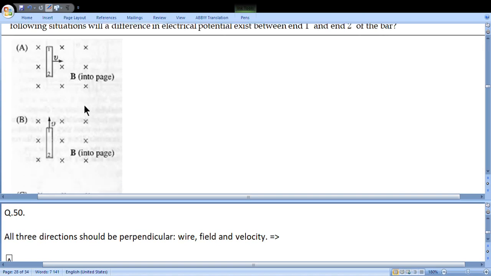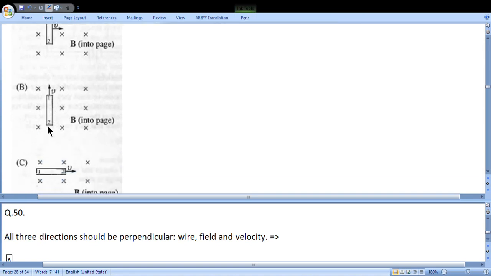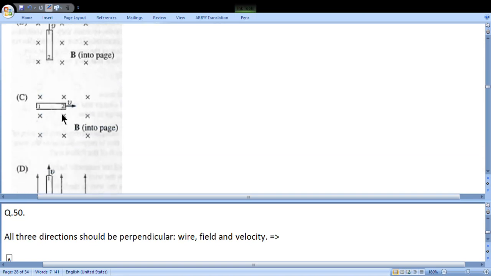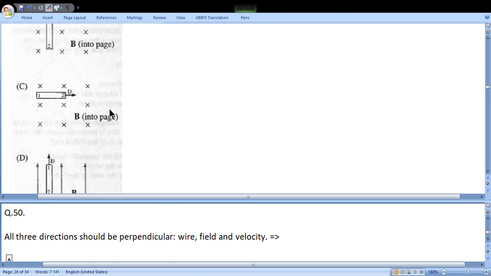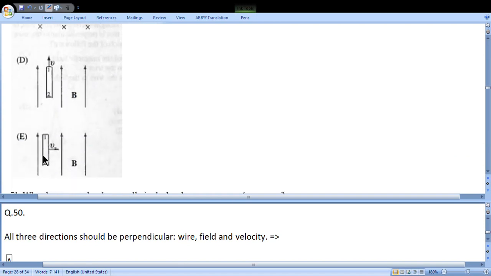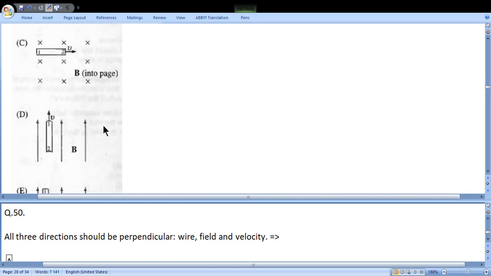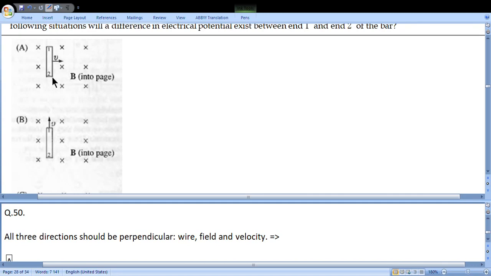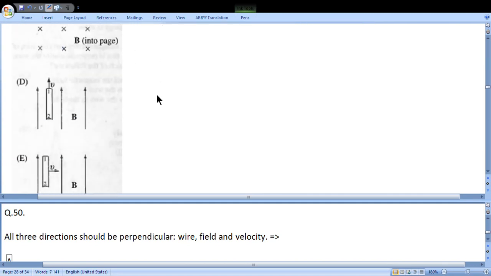Three-dimensional picture. Here, velocity and wire are parallel. Here, velocity and wire are parallel. Here, velocity is parallel to magnetic field. Here, wire is parallel to magnetic field. So only this choice A will have EMF induced.